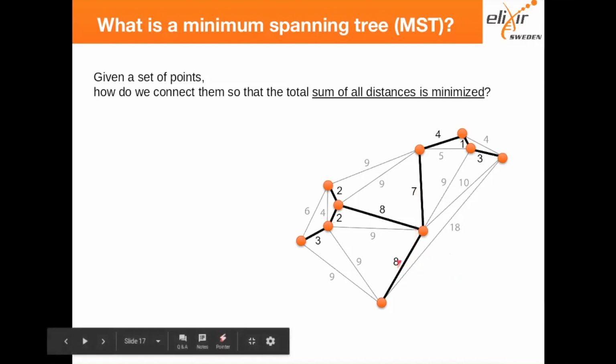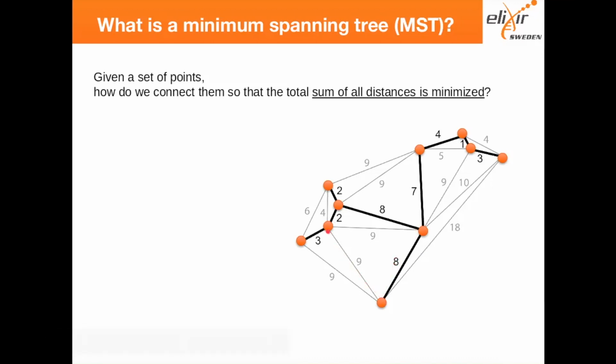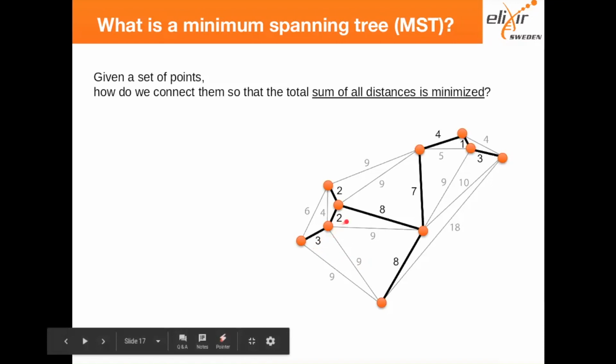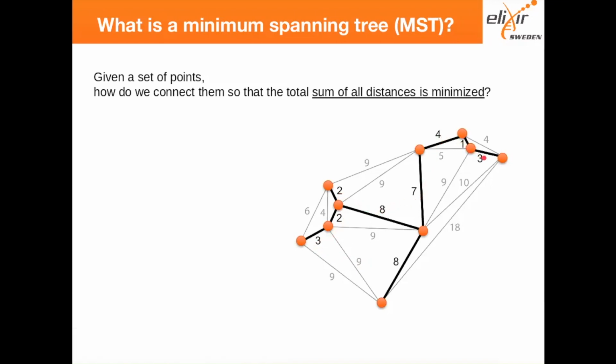So for example, this line here, if instead of using the 8, I use the 9, the sum of 9 plus 3 plus 2 plus 2 plus 8 plus 7, 4, 1, and so on will be higher than if I just use this one. So this one is the tree that actually has the minimum score, minimum connectivity, connecting all the points.